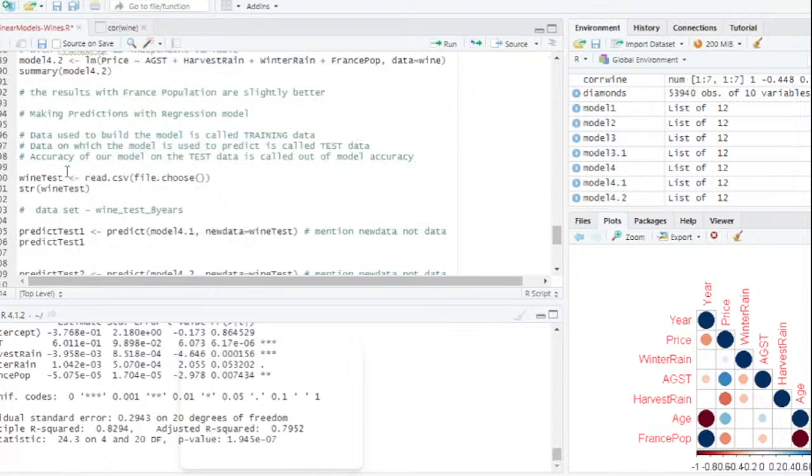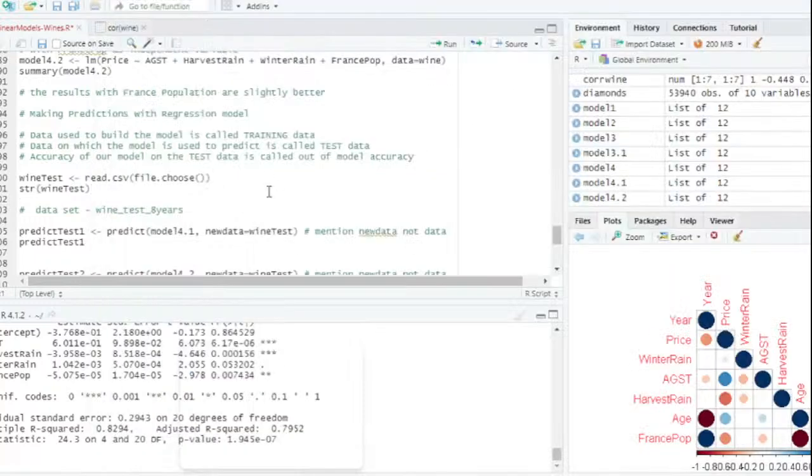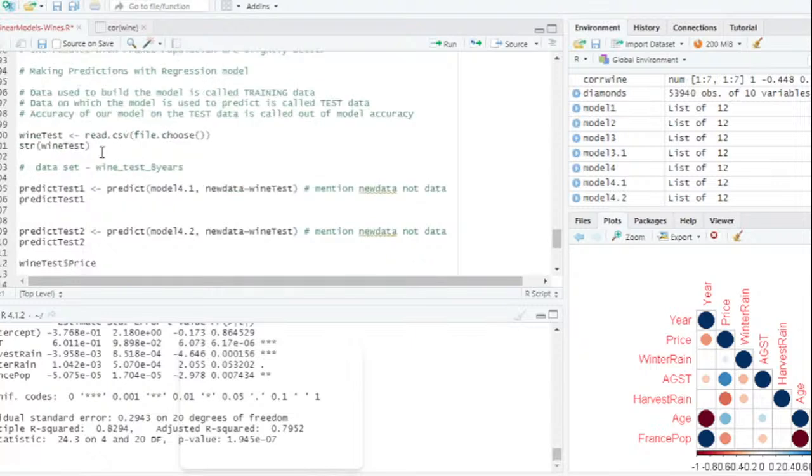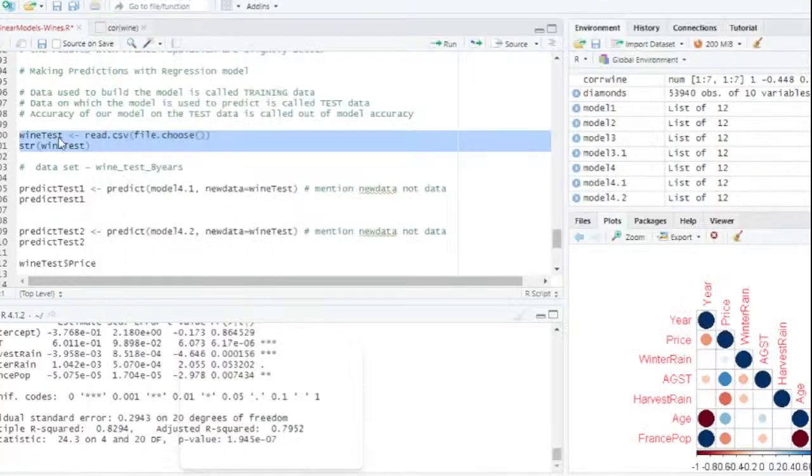Now this is the training data on which we had created the model, right? I have another data set, wine test 8 years. Quickly, I want all of you to import this data set. Name it as wine test. I want all of you to run line number 200 and 201 and pick up this data, wine test 8 years. I am also doing it.